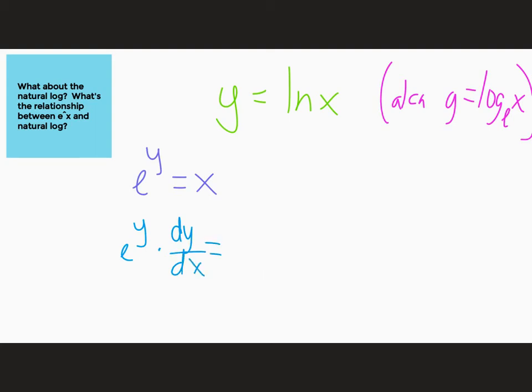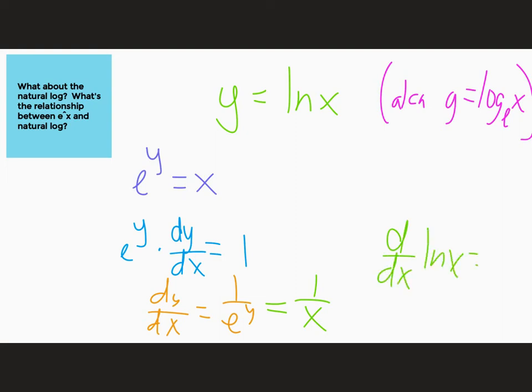Don't forget the derivative of the right side. The derivative of x is just 1. So that means dy dx is 1 over e to the y. That's not that pretty. But what's another name for e to the y? Look at the purple line. It's just x. So the derivative of the natural log of x is 1 over x.